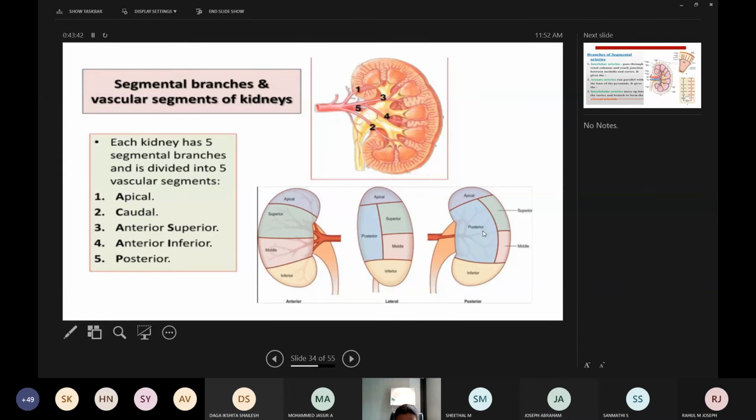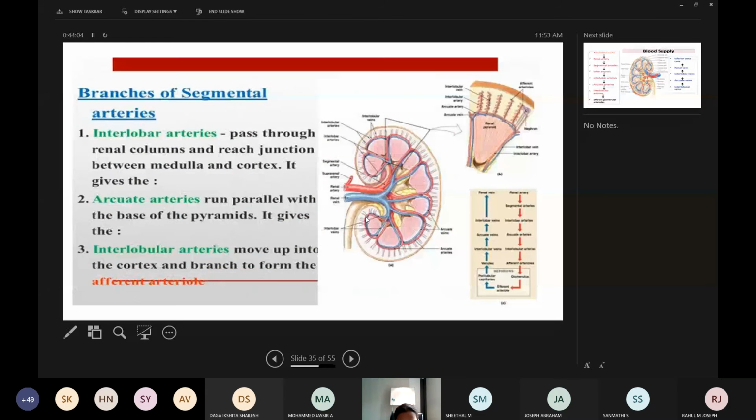This is the anterior view, this is the posterior view, this is the lateral view. You can see apical, anterior superior, anterior middle, and the inferior. This is the posterior part. These are the different segments, or vascular segments, of the kidney which are supplied by separate segmental branches. These segmental branches, after entering into the segments, divide into interlobar branches which run in between the lobes.